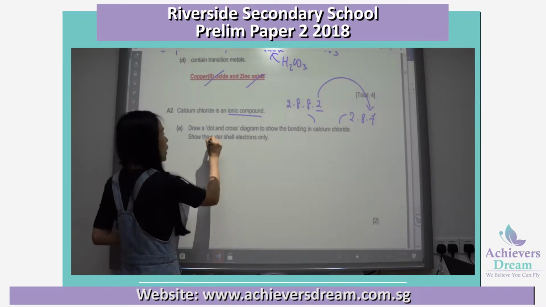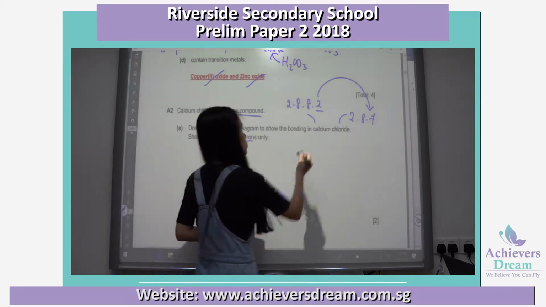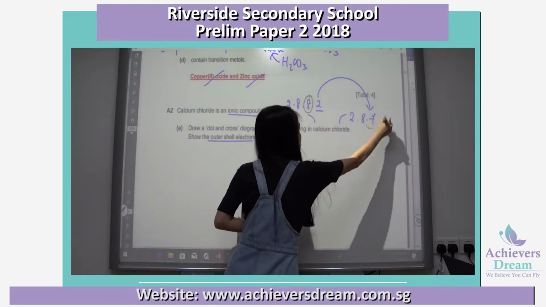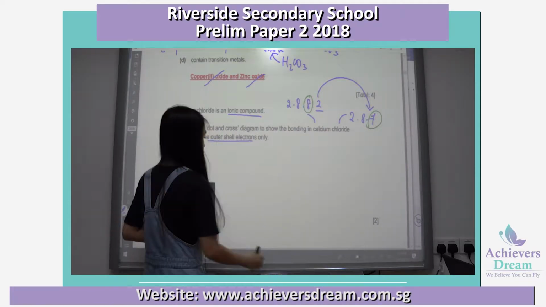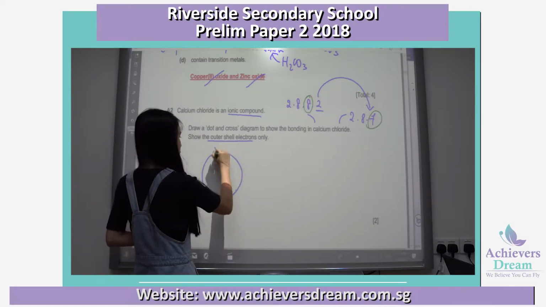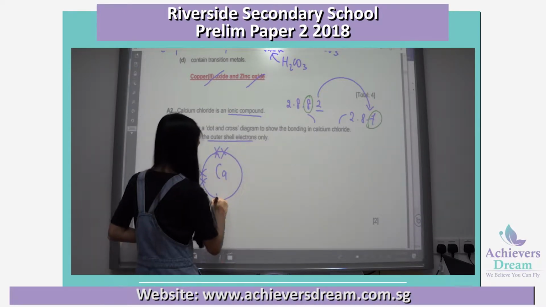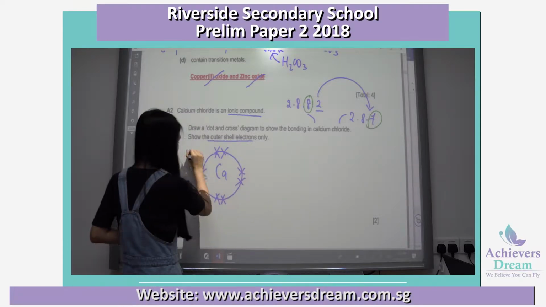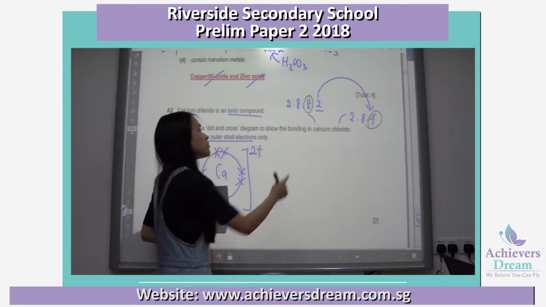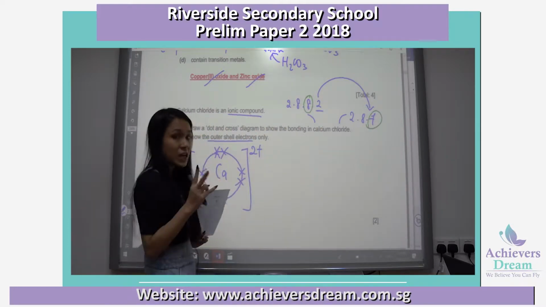We are only required to show the outer shell electrons, so it means that we are looking at this shell here as well as this shell. So let's draw for calcium. How many electrons will there be? Total of 8. Now what charge does calcium have? It will be Ca2+, because it has given away 2 of its valence electrons.